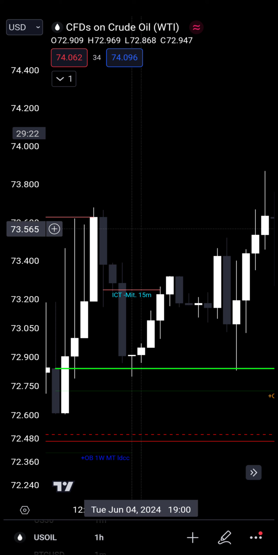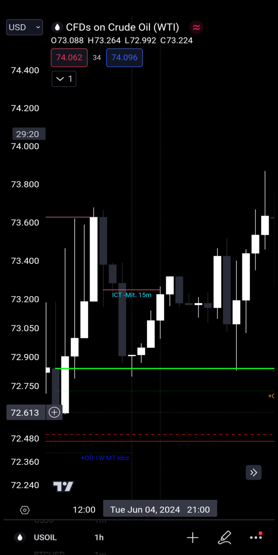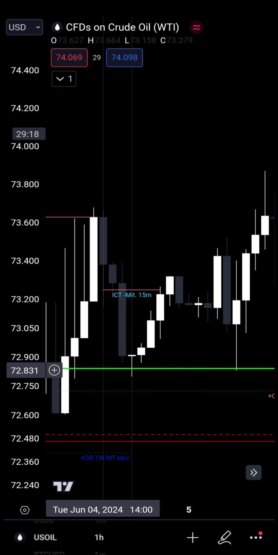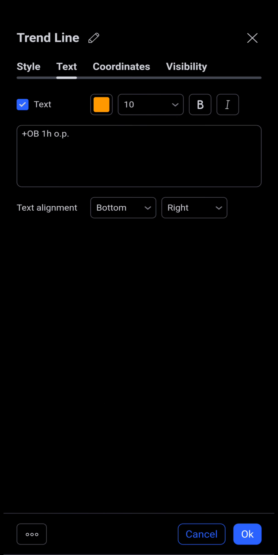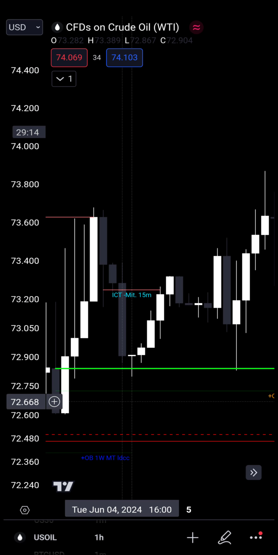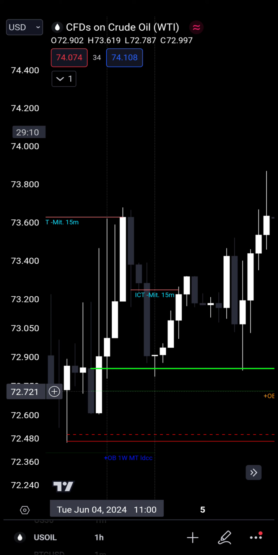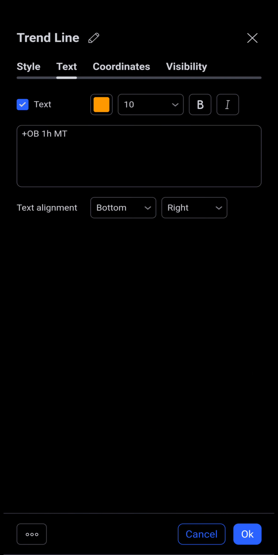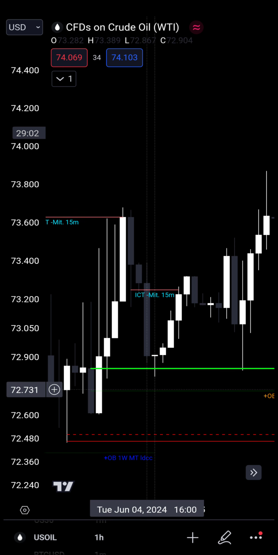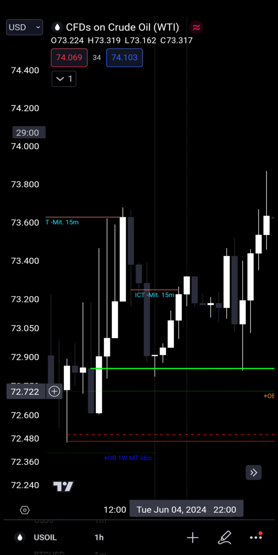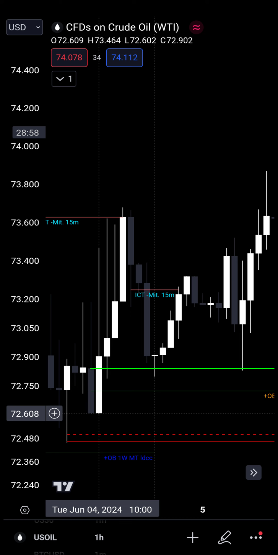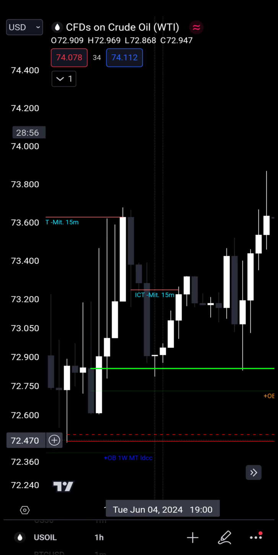So that's when I got the alert, like what the hell is supposed to come down here? But this is the bullish order block opening price, this green line right there on the 1 hour chart. But I never saw a candle close below this mean threshold. This is the bullish order block mean threshold on the 1 hour chart. That's what this means, plus OB 1 hour MT, mean threshold. I never saw it come down here, and it didn't even touch it, nor did it wick below here, which would have invalidated this bullish order block and it would have gone lower.